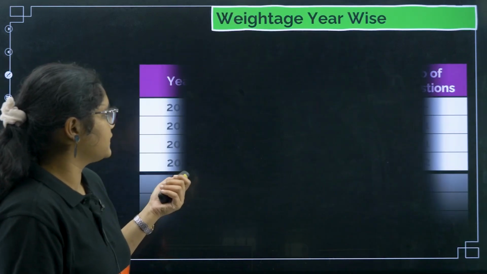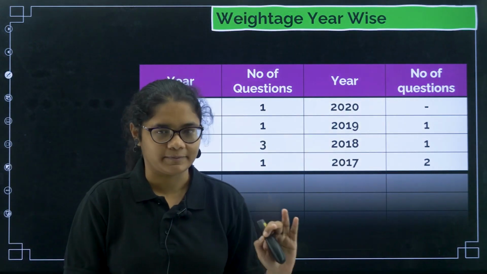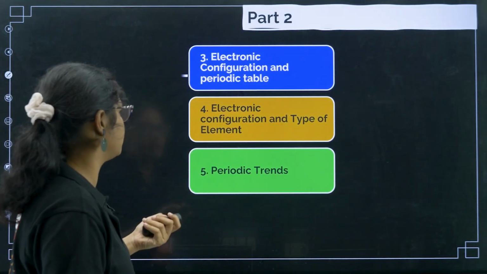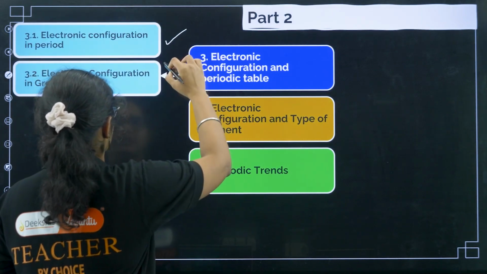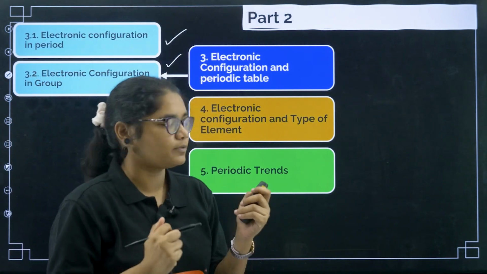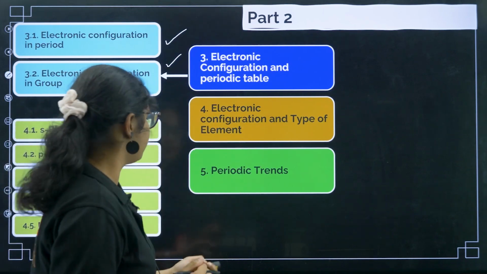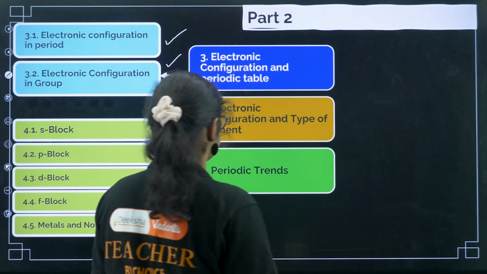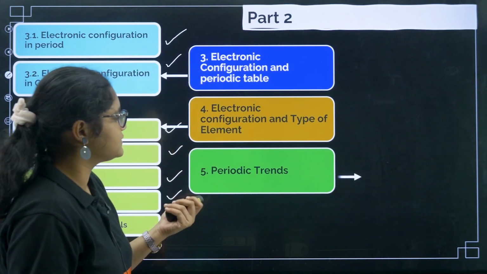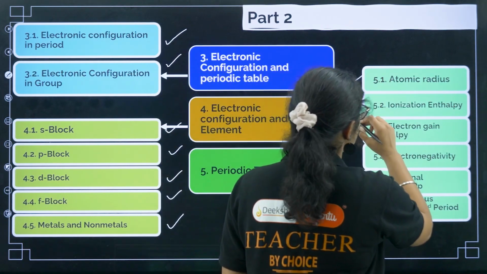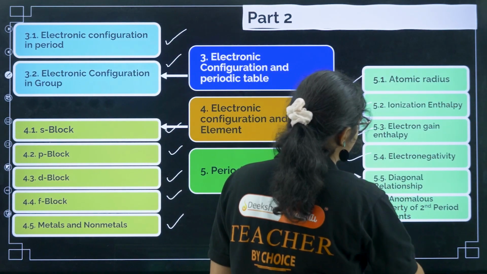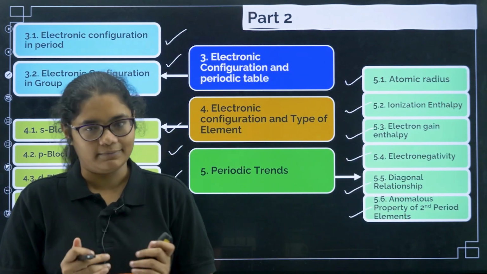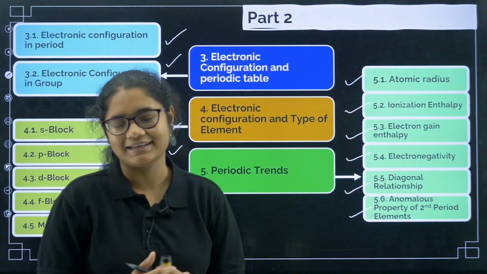So let us see the year-wise weightage. You can see one question you can expect every year, okay? In electronic configuration and periodic table, we will be discussing electronic configuration in period and electronic configuration in group, okay? Electronic configuration and type of elements: here we will be discussing s block, p block, d block, f block, metals and non-metals. Coming to periodic trends, we are going to discuss atomic radius, ionization enthalpy, electron gain enthalpy, electronegativity, diagonal relationship and anomalous properties of second period elements, okay? So many topics are there to be discussed today.